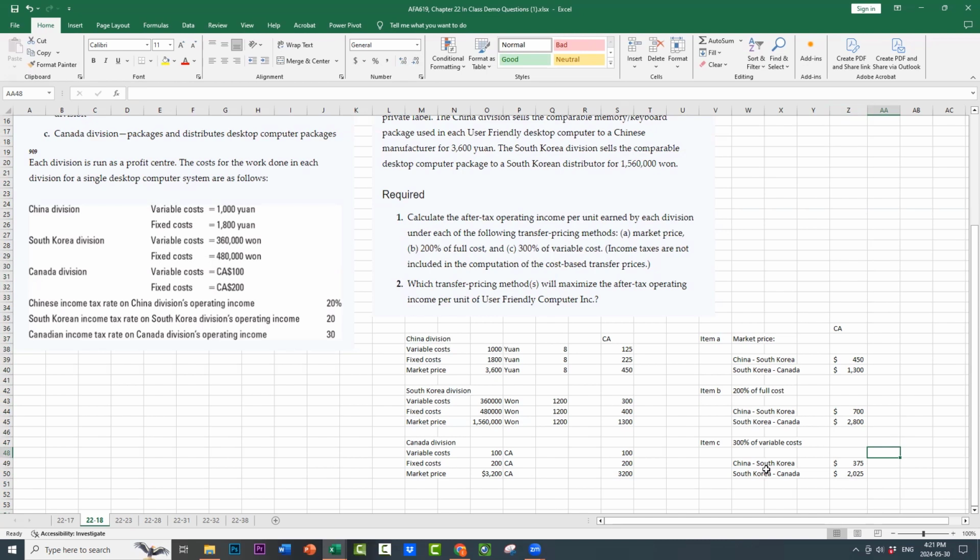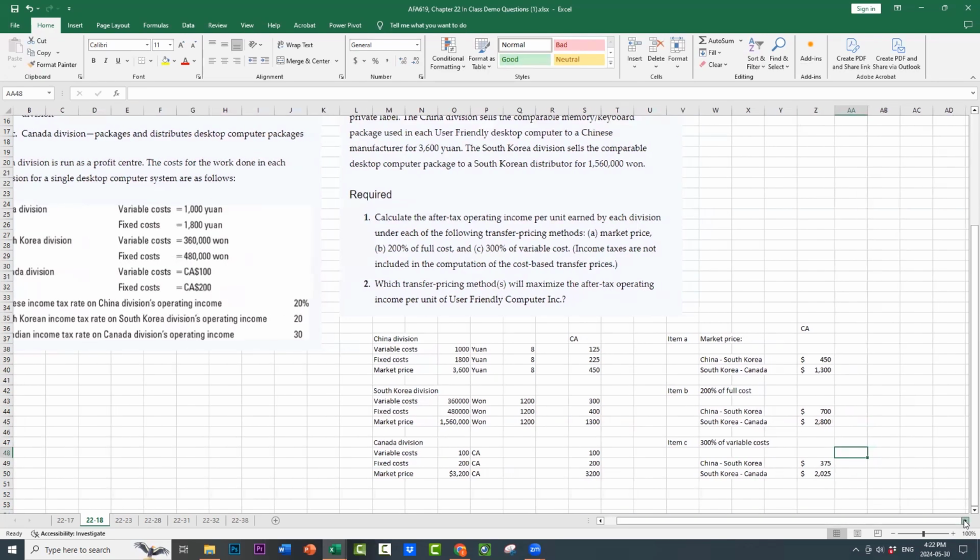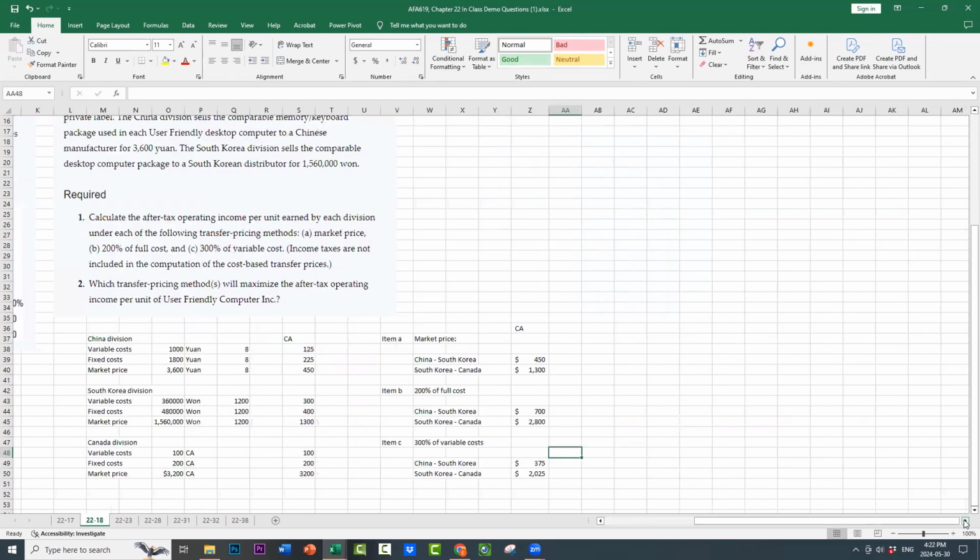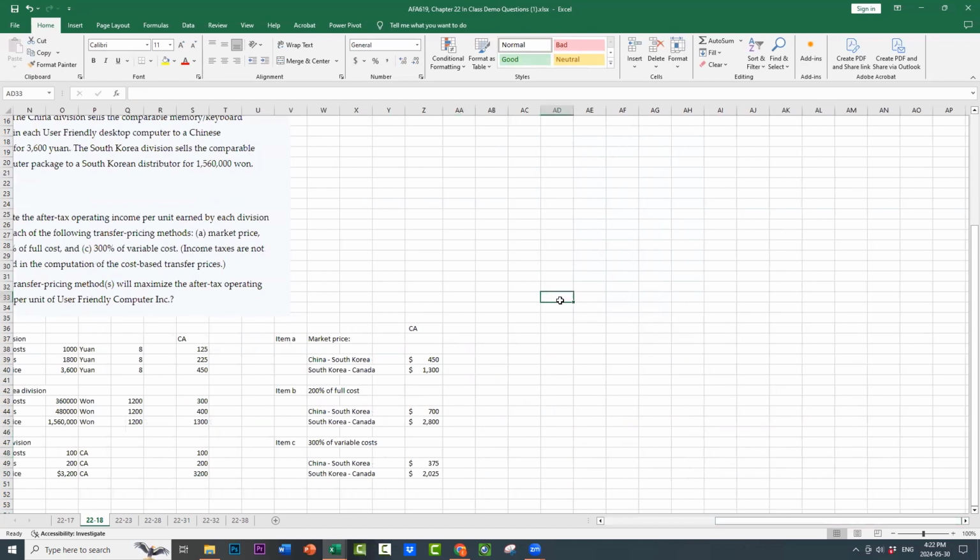So now, what does it say next? Which transfer pricing method will maximize the after-tax operating income per unit for the UFC Inc.? So now we're going to take that information and we're going to calculate how profitable each division is, right? So we're going to go over here. Now, we're going to start, of course, with China.